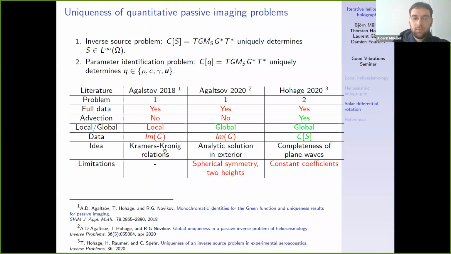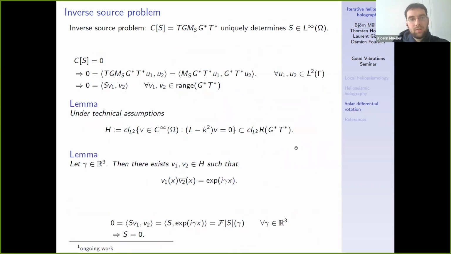So this proof relies on Kramers-Kronig relations, and this proof relies on analytic solutions in the exterior, but assumes spherical symmetry, so it's also not so fine. And finally, Thorsten's proof assumes constant coefficients, which of course is not true. So sound speed is not constant, for example, in the sun. And he used completeness of plane waves. So I also started to work on this.